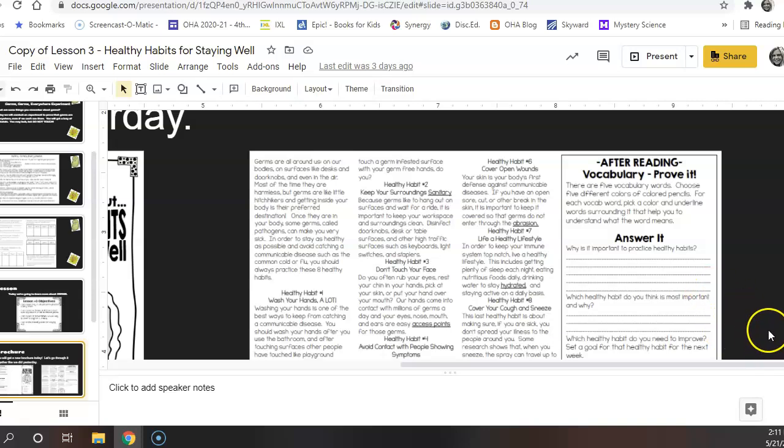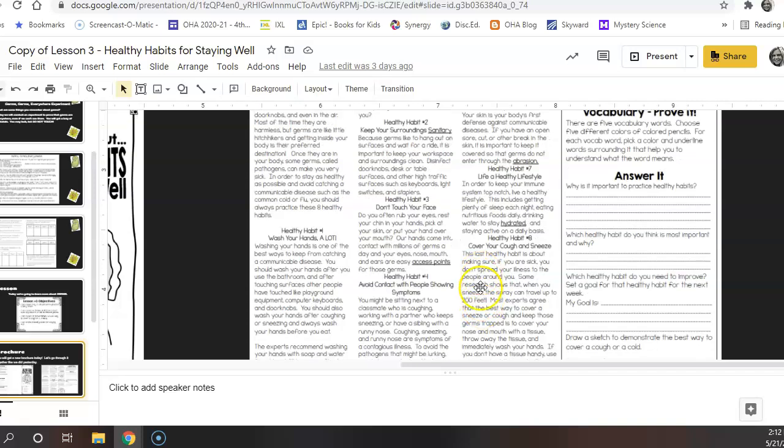All right, healthy habit number 2. Keep your surroundings sanitary. It's another word for clean. Because germs like to hang out on surfaces and wait for a ride, it is important to keep your workspace and surroundings clean. Disinfect doorknobs, desk or table surfaces, and other high-traffic surfaces such as keyboards, light switches, and staplers.